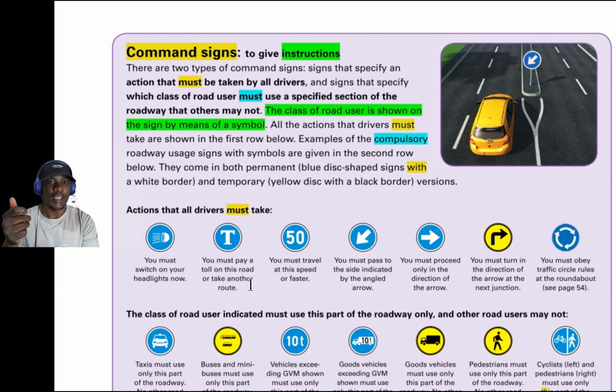So it makes you aware. If you are traveling on this road, you will be required to pay. There's no other option. So it's for you to decide. Either I'll take maybe another route, or if I enter this road, I know that I'm expected, or I'm obligated, to pay a toll fee.